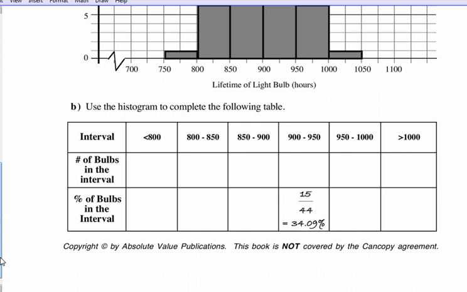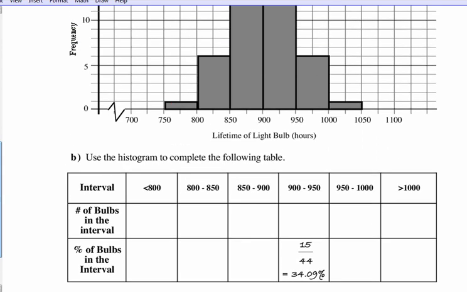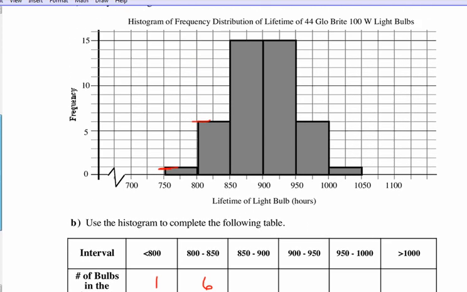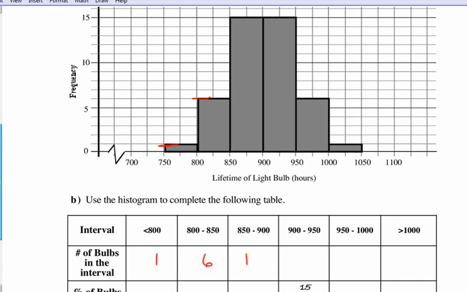So how many were less than 800, and that was 1. How many between 800 and 850? That is 6. How many between 850 and 900? Looking at the graph, there was 15. And 15 between 900 and 950. Between 950 and 1,000, again, there were 6 pieces of data, and 1 greater than 1,000.